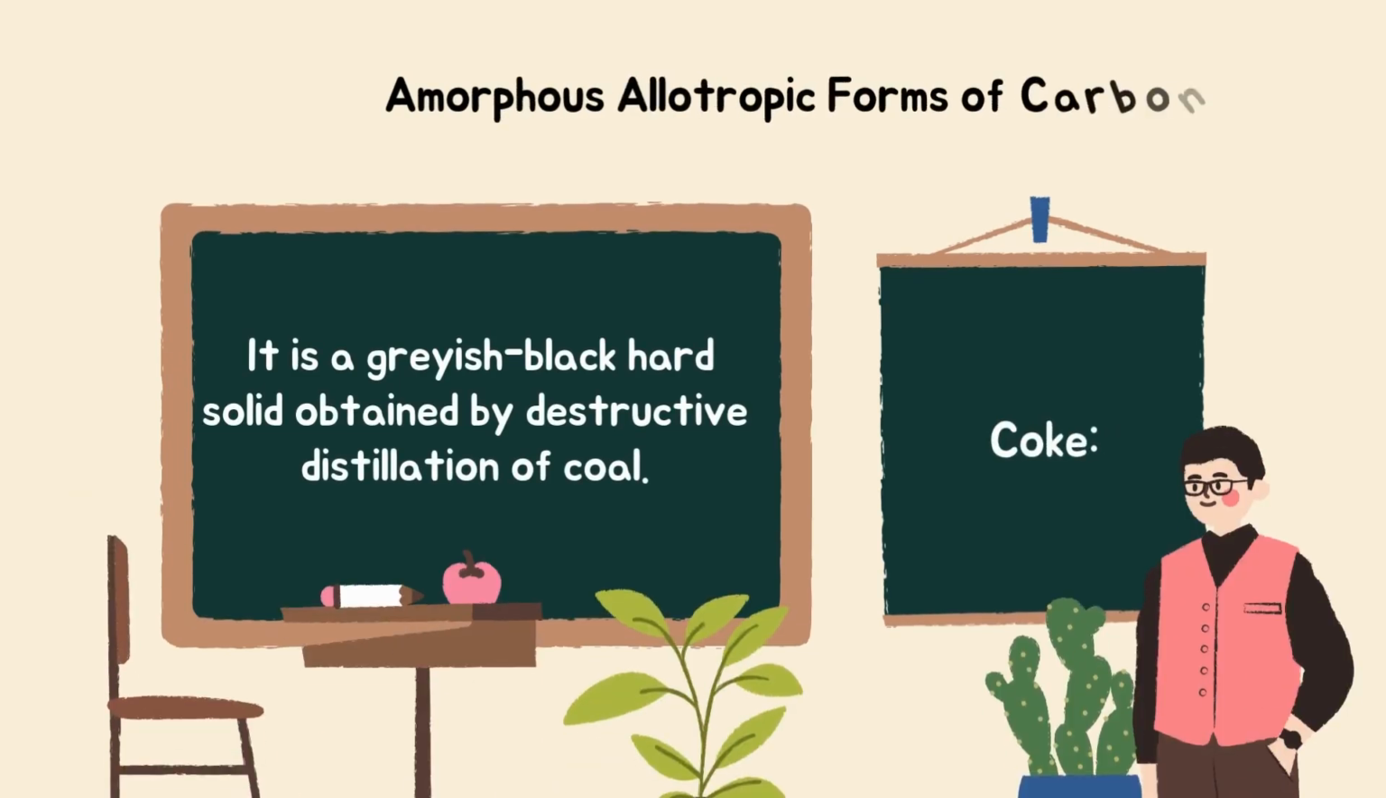Amorphous allotropic forms of carbon. Coke. It is a grayish-black hard solid obtained by destructive distillation of coal.